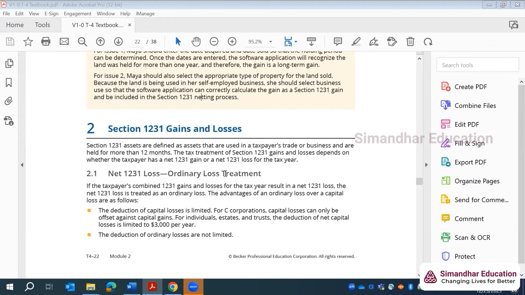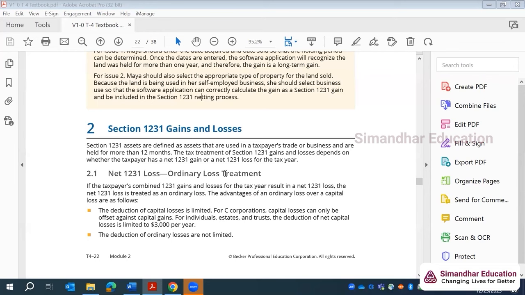See, I have not taught this, but for individuals, they can only set off up to $3,000 of capital losses against the other bracket of income. But if the loss is ordinary, then I can set off these ordinary losses against my ordinary income. I don't have the threshold of that $3,000 of capital losses. I can deduct more losses, so my income will go down and I will have to pay less taxes.